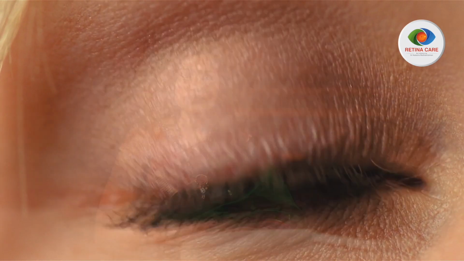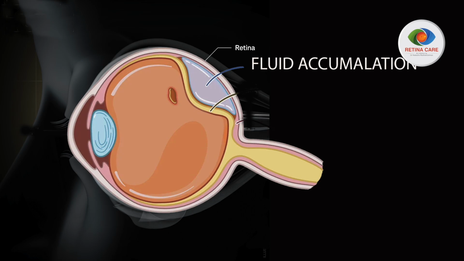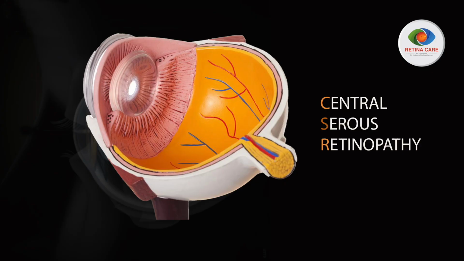CSR, or central serous retinopathy, is a condition in which there is fluid accumulation under the retina. The retina, as you know, is the light-sensitive inner layer of the eye where the light comes and falls. Under the retina and inside the retina, you can have fluid accumulation due to various causes. Sometimes these causes are inflammatory, sometimes infective. But without either inflammation or infection, when you have fluid accumulation under the retina, it is this condition called central serous retinopathy.